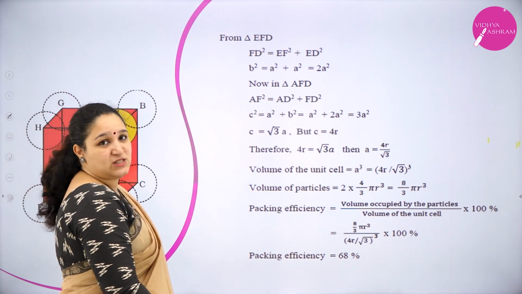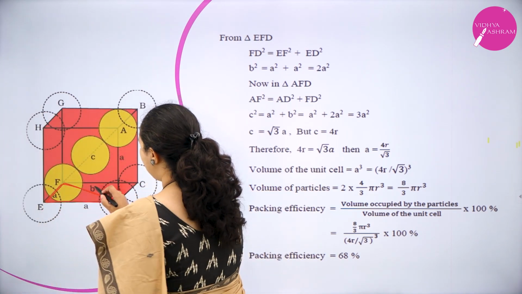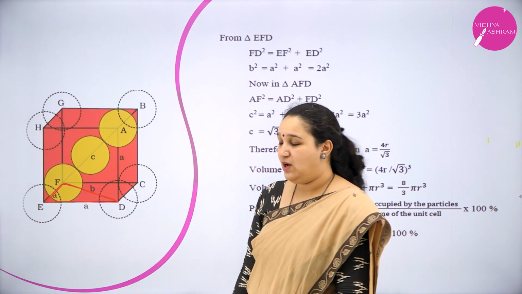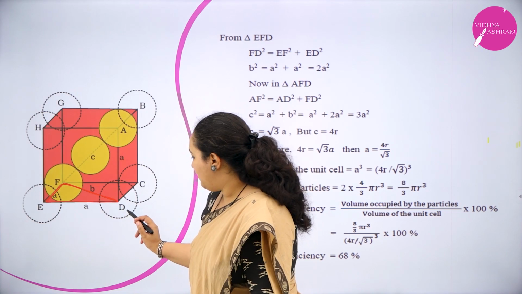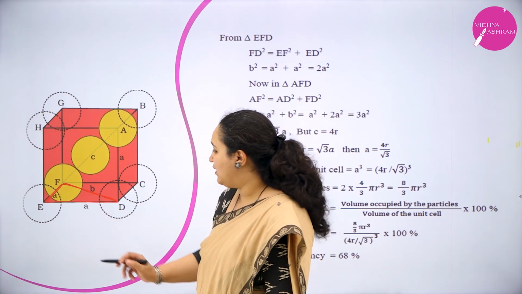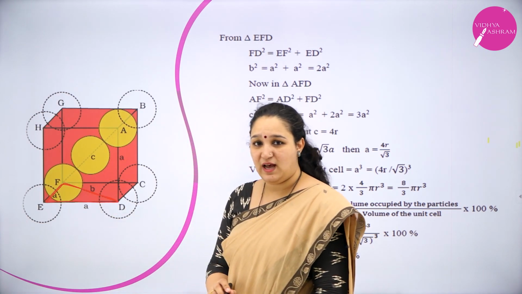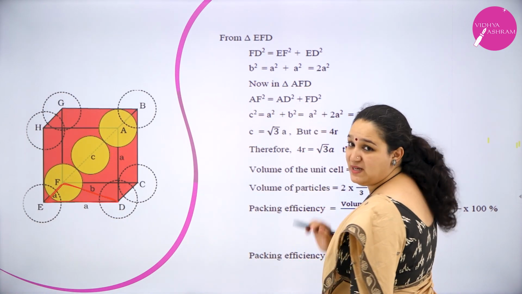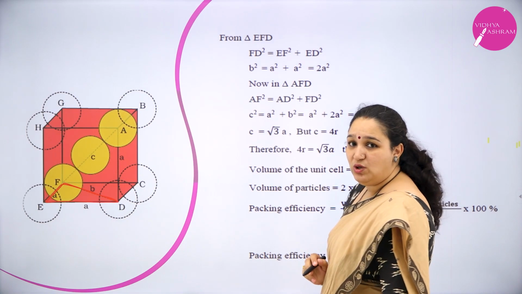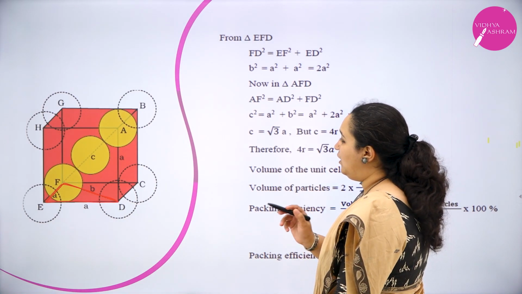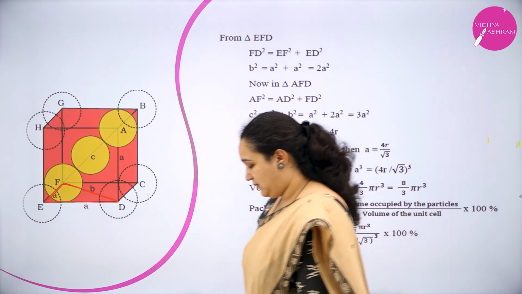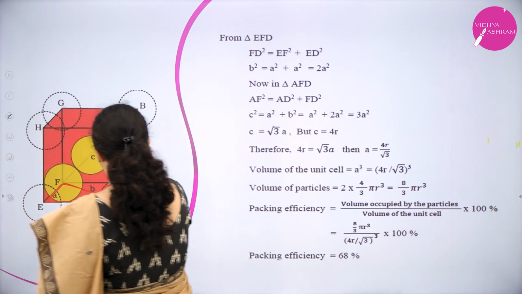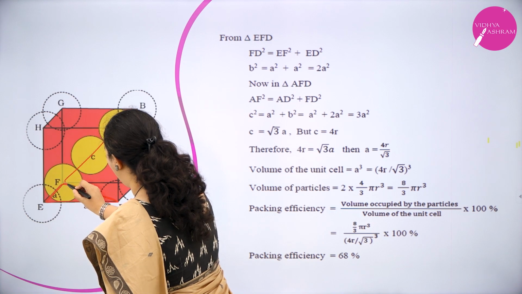So what is FD square? It is B square, correct? FD square is B square. What is ED square? It is A square. What is EF square? It is again A square. We have substituted here. B square is equal to A square plus A square, which is equal to 2A square. Now I am going to consider one more triangle. Now which is that triangle? It is AFD. This triangle AFD.